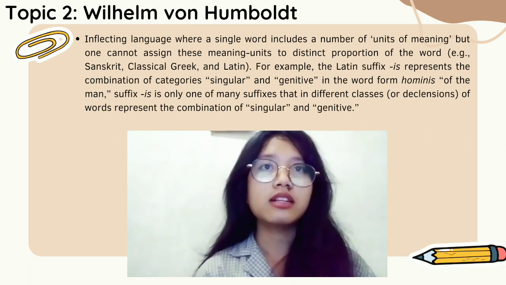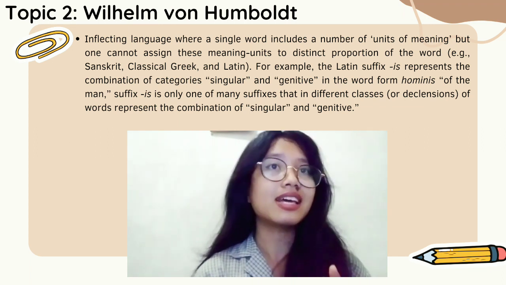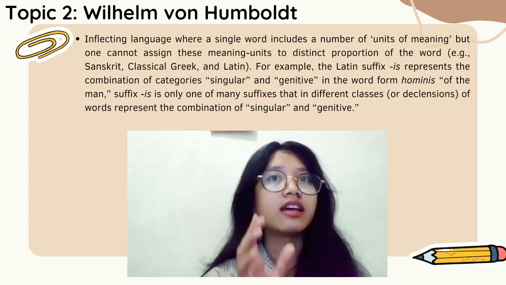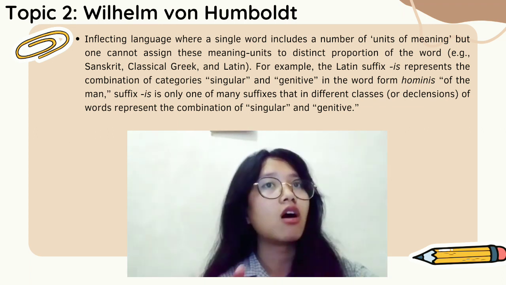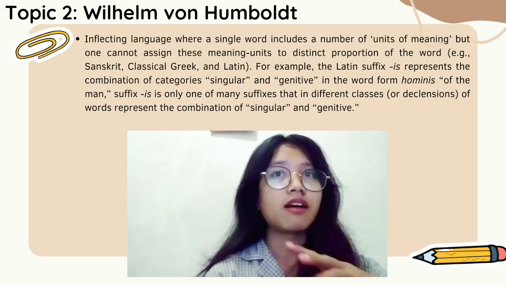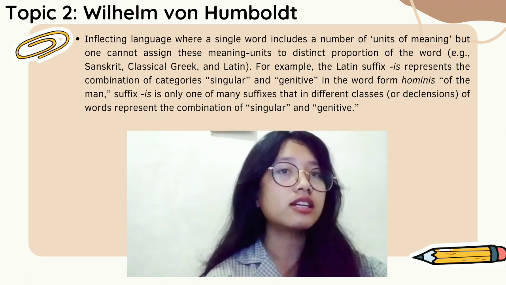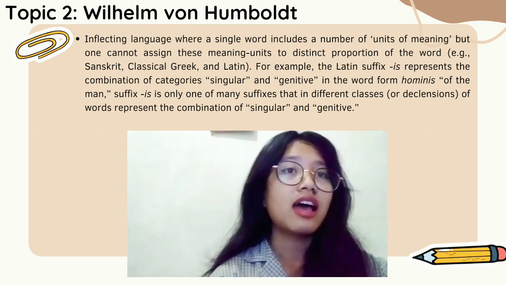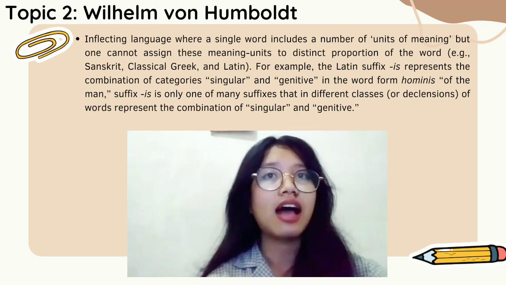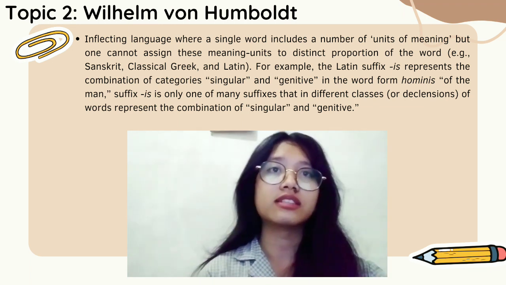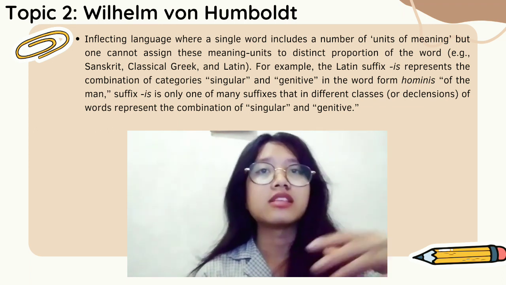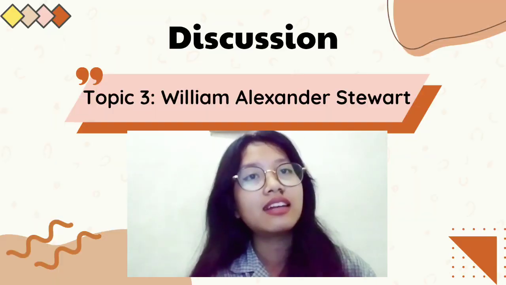For example, in the Latin language, the suffix represents the combination of the categories singular and genitive in the word form hominis, "of the man" in English. But one part of the suffix cannot be assigned to singular and another to genitive, and this suffix is only one of many suffixes that, in different classes or declensions of words, represent the combination of singular and genitive.